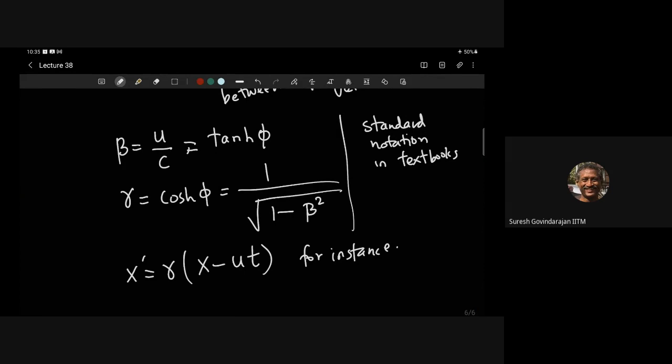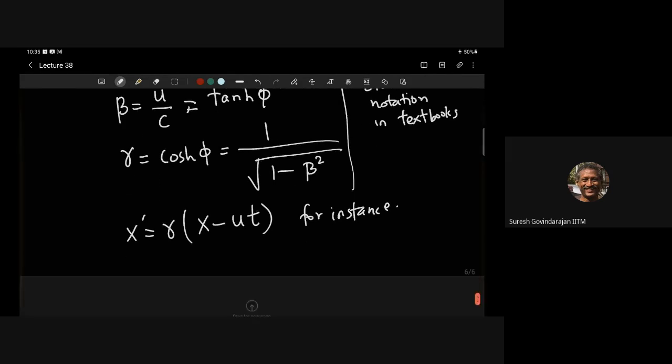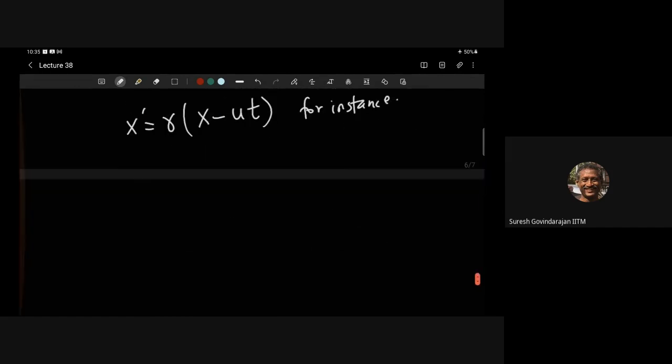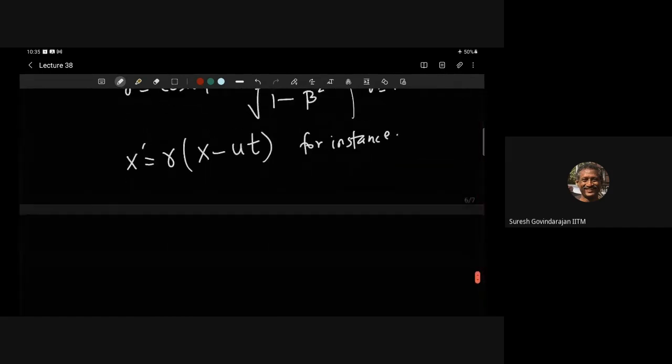It's also interesting that gamma is 1 plus order u squared by c squared. So you can write out what t prime is. You can do this.